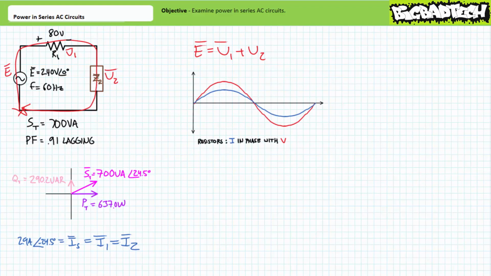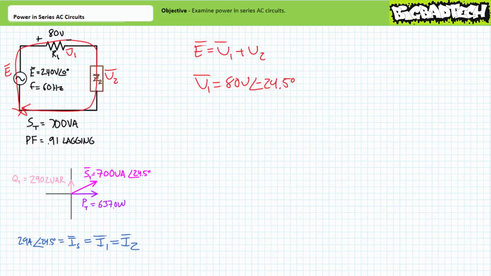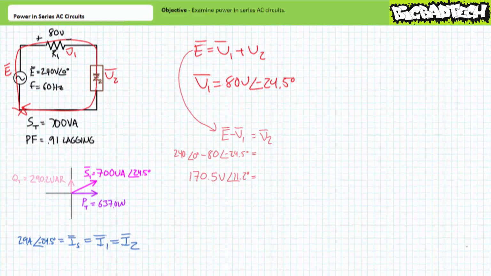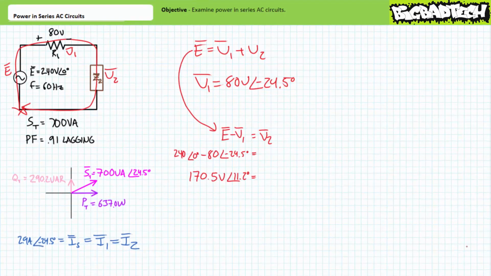Given source current has a phase angle of negative 24.5 degrees, voltage across the first impedance will also have a phase angle of negative 24.5 degrees. V1, represented as a phasor equivalent, would therefore be 80 volts at an angle of negative 24.5 degrees. We know the source voltage, and we now know the voltage drop across the first element.